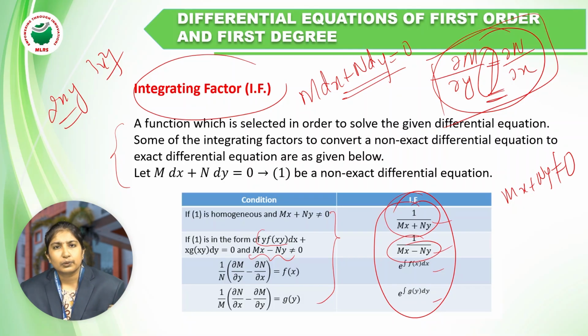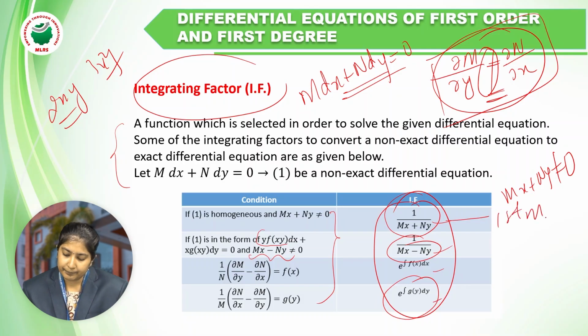If the function is totally in terms of x, then we use the integrating factor e power integral f of x dx, and if it is in terms of y, we use e power integral g of y dy. Today we are going to discuss the first method.